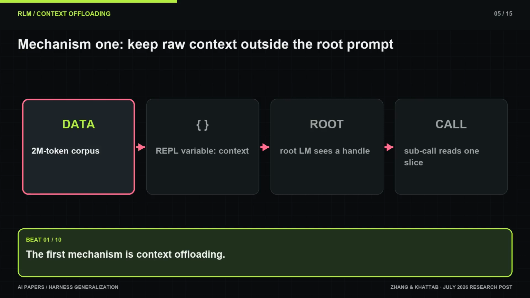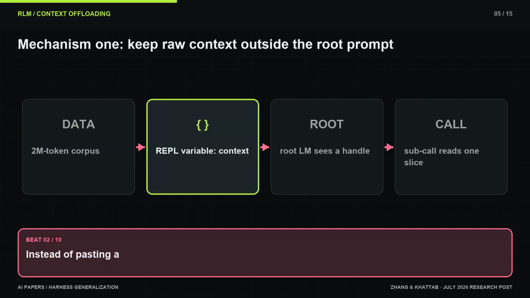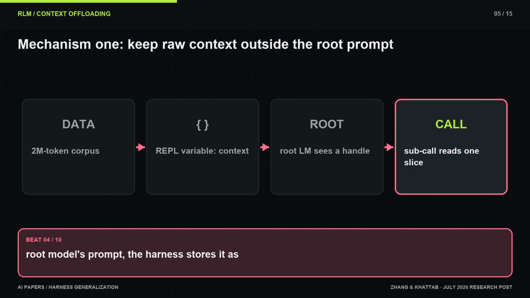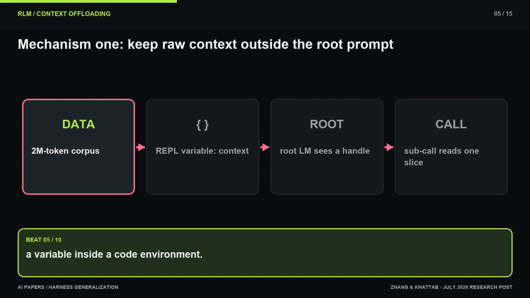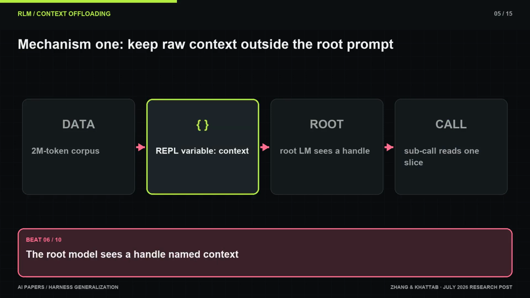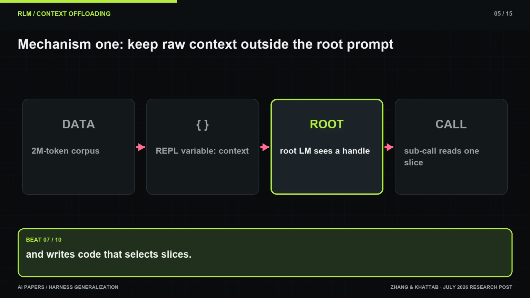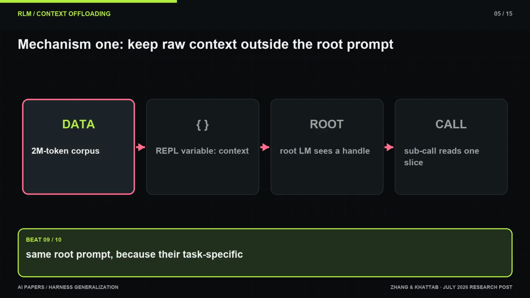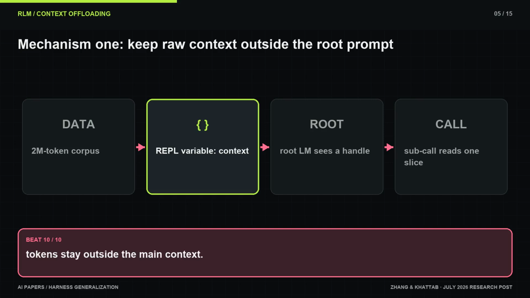The first mechanism is context offloading. Instead of pasting a 2 million token corpus into the root model's prompt, the harness stores it as a variable inside a code environment. The root model sees a handle named context and writes code that selects slices. Different corpora can therefore begin with nearly the same root prompt, because their task-specific tokens stay outside the main context.